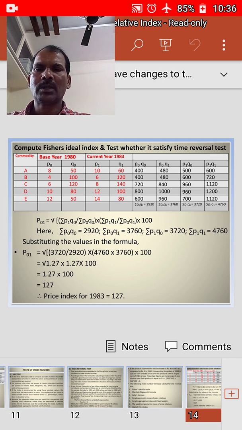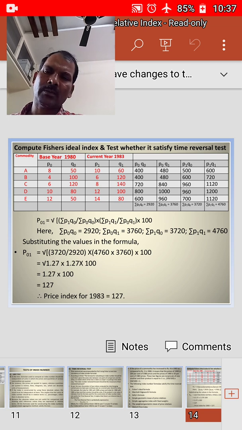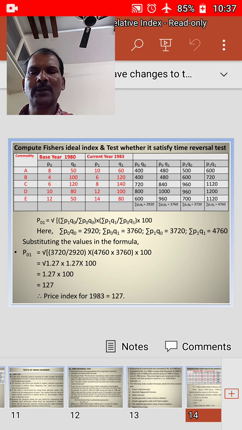Okay, as we know the formula for the Fisher's ideal index, we need to first find out the Fisher ideal index, and we need to test the same for whether it satisfies the time reversal test. First we will look at this problem, and if you substitute, P01 is equal to under root sigma P1 Q0 by sigma P0 Q0 into sigma P1 Q1 by sigma P0 Q1 into 100. Okay, if you substitute the values, P01 is equal to under root 3720 by 2920 into 4760 by 3760 into 100.